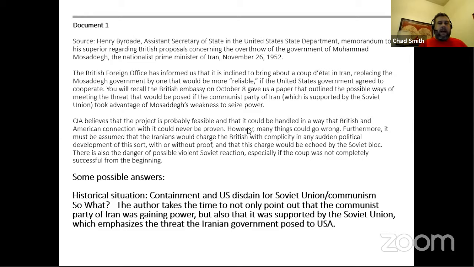It's important to note here that the Assistant Secretary of State mentions that the threat to the Iranian government is the Communist Party of Iran, and that the Communist Party is the Soviet Union. He brings up this threat more than once throughout the document and reinforces it by talking about the Soviet Union, which emphasizes the threat the Iranian government poses, not to itself, but to the United States of America. This is not the only possible way that you could go about sourcing document 1. So if you came up with other options for sourcing document 1, I encourage you to also find a moment to talk to your teachers and ask them about this document.